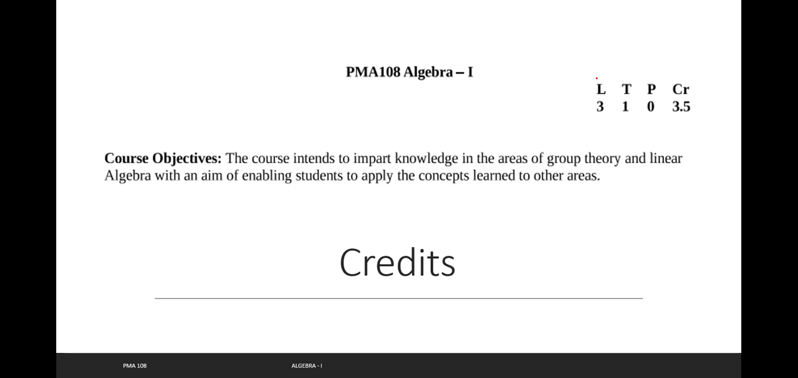So this course objective clearly reads, the course intends to impart knowledge in the areas of group theory and linear algebra with an aim of enabling students to apply the concepts learned to other areas. So that's the objective. So it is clear from here only, you will be having these two as the main components. And this is your LTP. I've already told you the meaning of this: 3 lectures, 1 tutorial, 0 practicals.